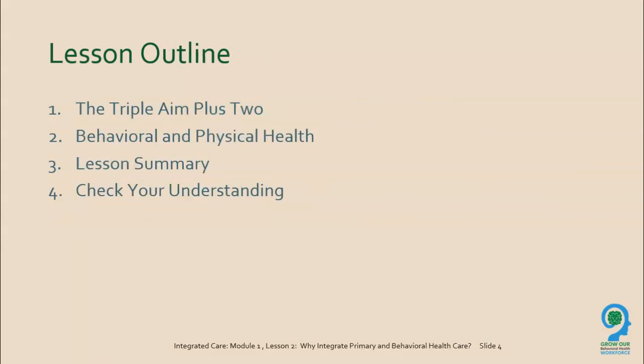Lesson outline. We'll address these topics in the following order. The triple aim plus 2, i.e. the quintuple aim, behavioral and physical health. We'll talk about the links.